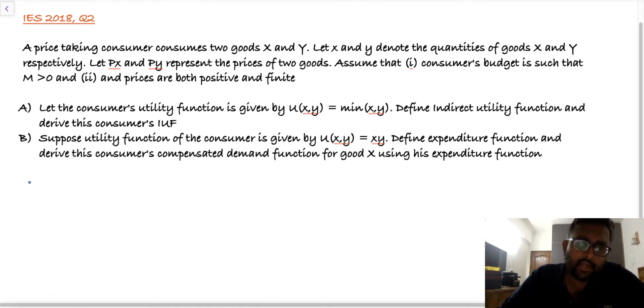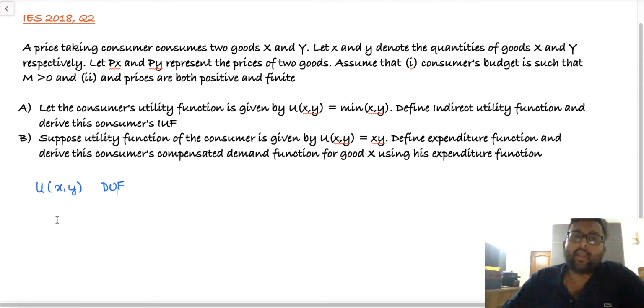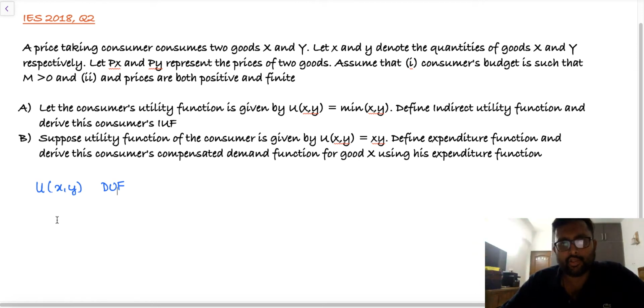Let us say you start by saying that you have the function like this, u equals to x y, which is the direct utility function, right? This is measuring the utility directly in terms of x and y. But this cannot answer many questions. For example, it cannot answer what happens to utility if income increases, what happens to utility if prices change. So for answering those kinds of questions, you need a different function.